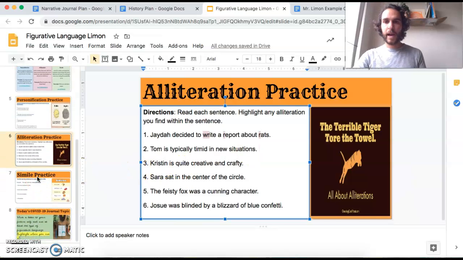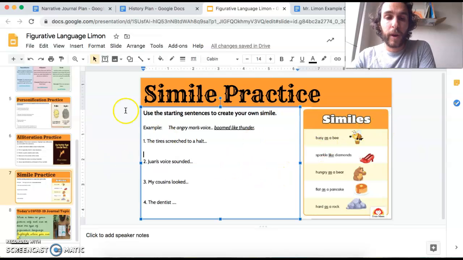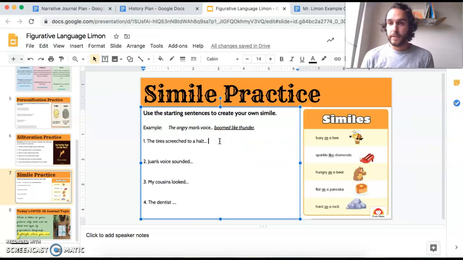And lastly, we have simile practice. Now this one is where you get to get creative. The directions here say use the starting sentences to create your own simile. So the example up here, the angry man's voice boomed like thunder. Like, we have that word like, right? So we want to have like or as. Just a reminder over here, some similes are busy as a bee, sparkle like diamonds, hungry as a bear. So now you get to come up with whatever you want here. That is what I'm asking you to do on slide 7.